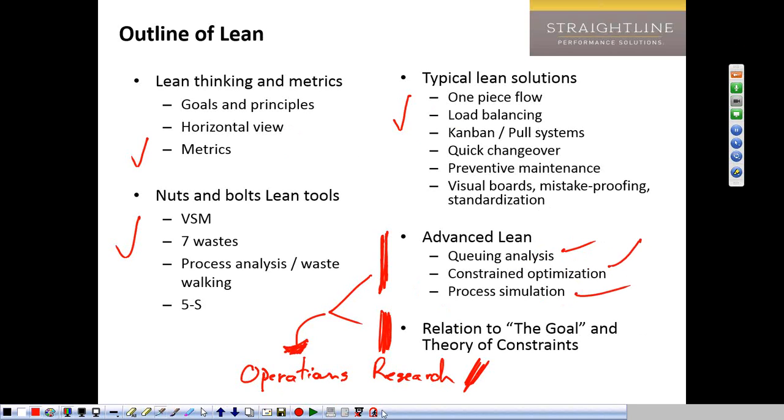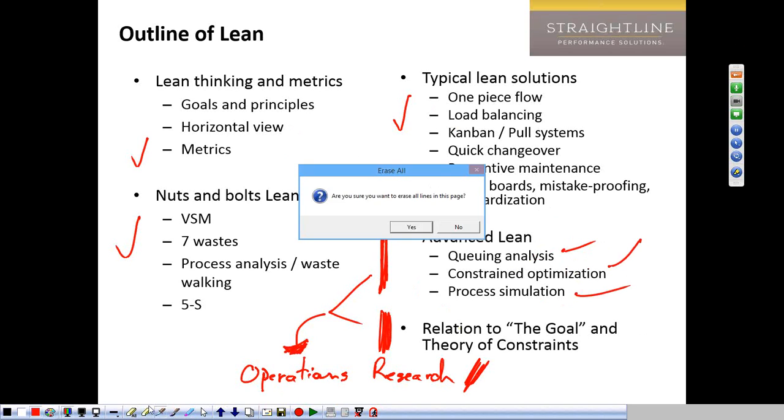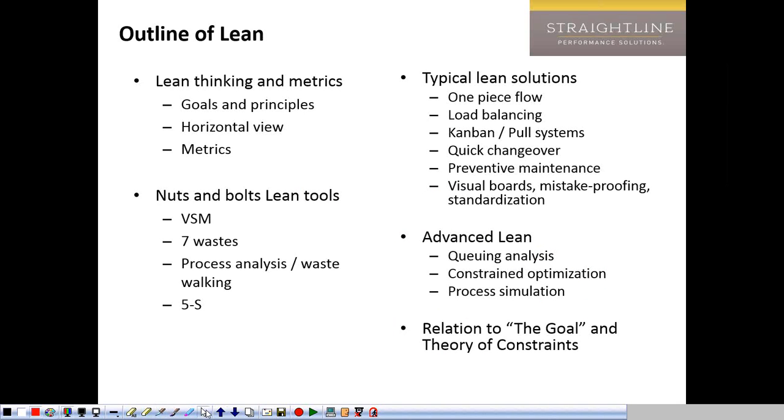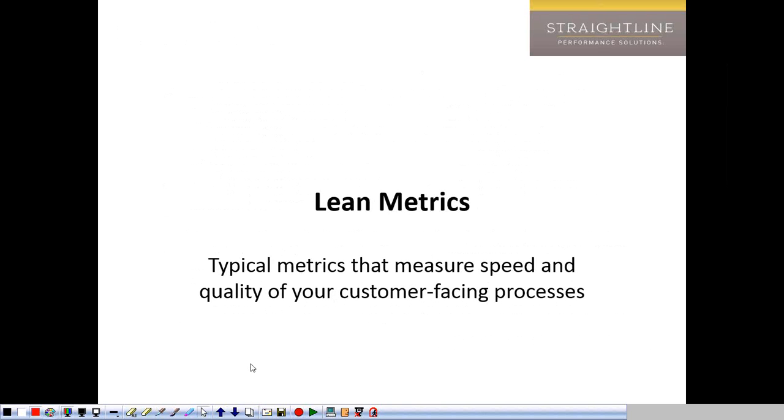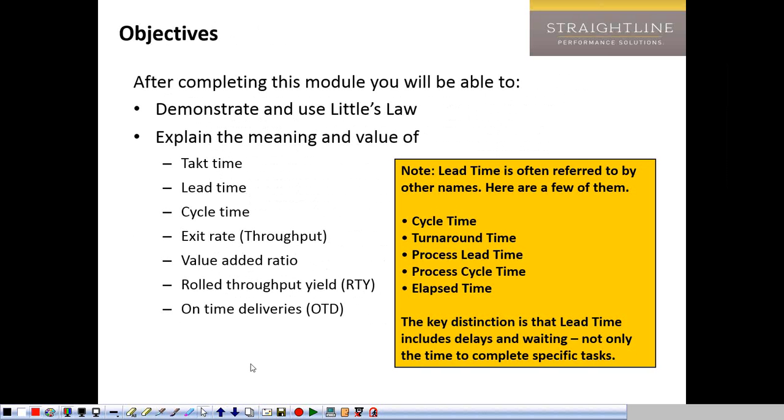So let's talk about metrics first. I'm going to erase all this stuff. Metrics begin on slide 16. I don't want to talk too much about this one, but I want to stay here, which is slide 17. Yes, slide 17.